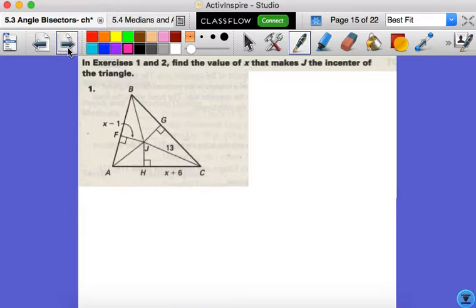So in this particular question, you're probably going to want to get started with me and then pause the video to try this on your own. It says find the value of x that makes this the incenter. If the incenter is equidistant to the sides, that tells me that this is x minus 1. So I'm going to use a squared plus b squared equals c squared to solve. So x minus 1 squared plus x plus 6 squared should equal 13 squared.